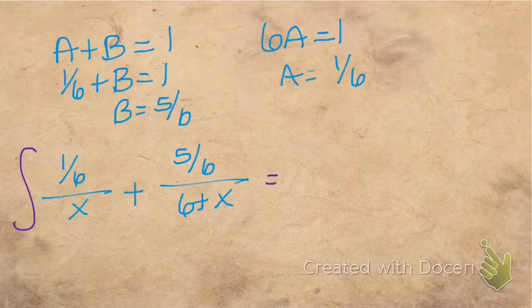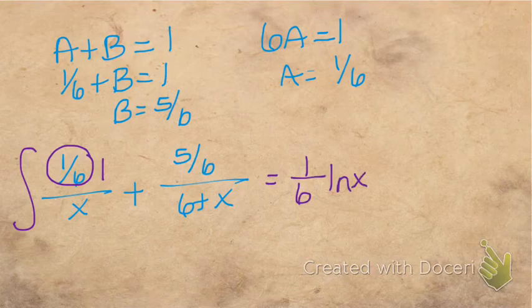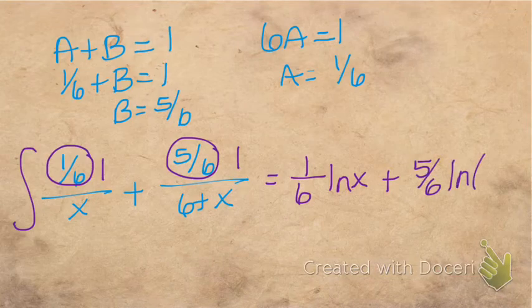It looks complicated, but I know that 1 over 6 is just a number, and this is 1 over x. The antiderivative of 1 over x is ln of x. So it's 1/6 ln of x plus, this is just a number, this is 1 over 6 plus x, no derivative on the bottom, just 1. So it's 5/6 ln of 6 plus x, and then plus C.